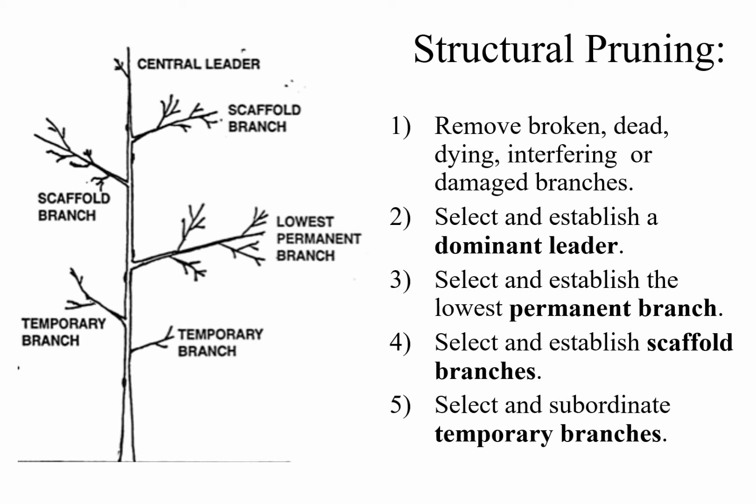Structural pruning is the selective removal of live branches to improve tree and branch architecture, primarily on young or medium-aged trees. The size and location of leaders or branches to be subordinated or removed should be specified. The dominant leader should be selected for development, and strong, properly spaced scaffold branch structure should be selected and maintained by reducing or removing other branches. Interfering, overextended, defective, weak, and poorly attached branches should also be removed or reduced.